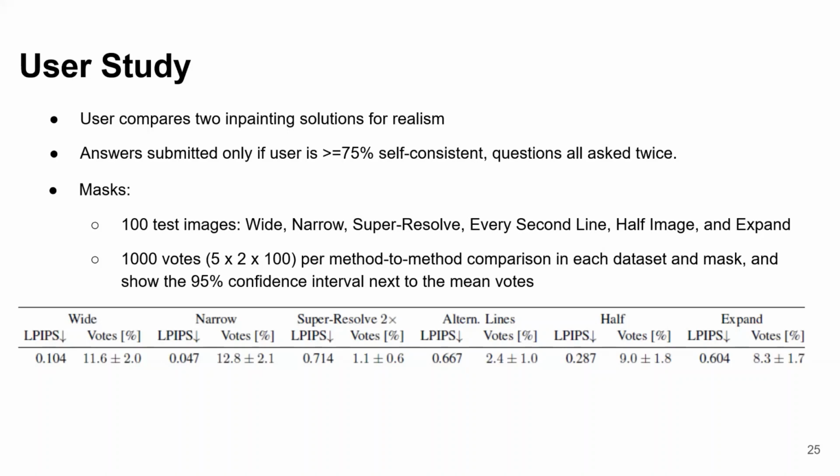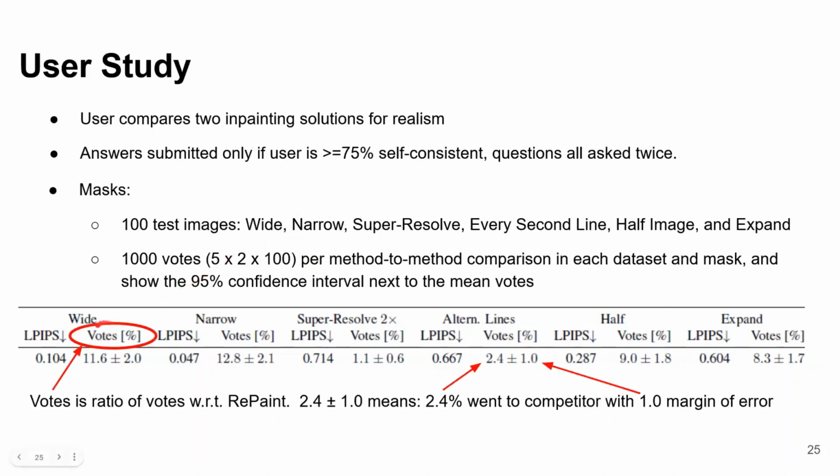So if they answer the same question multiple times the same way, and they're at least 75% self-consistent, then their answers get submitted to the study. They use 100 test images in this testing, covering a variety of masks. And they have 5 users. Each user is asked each question twice, and you have 100 test images. So that's 1,000 votes over each method, data set, and mask.